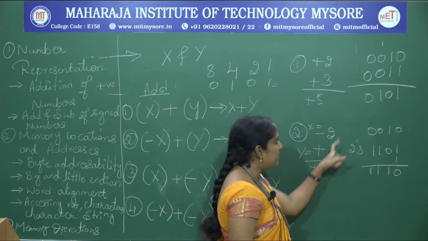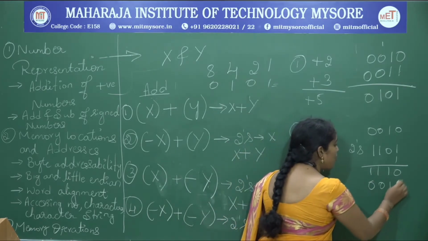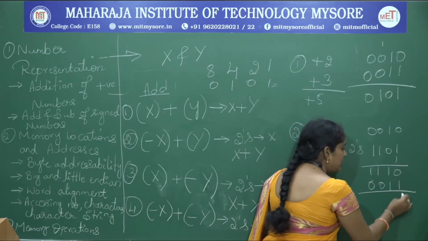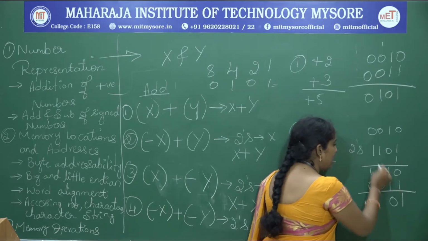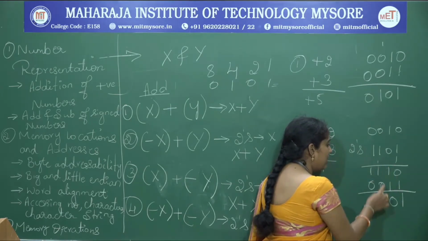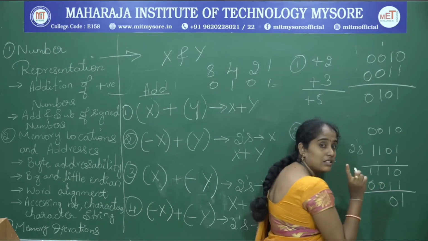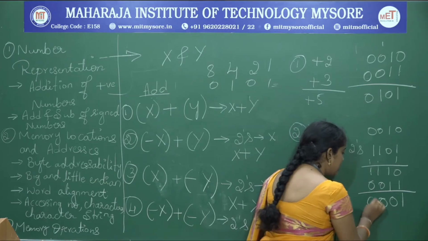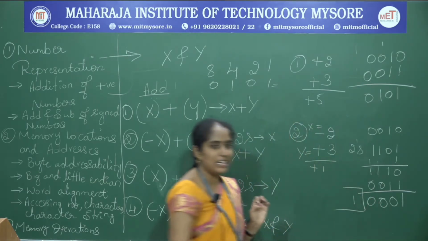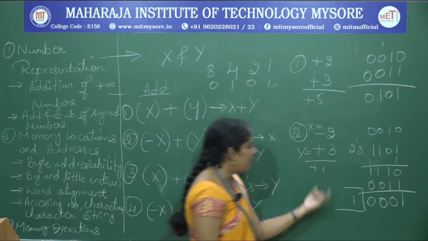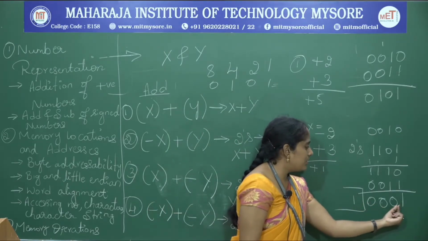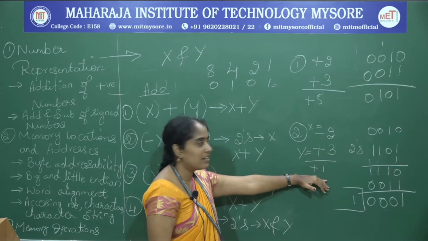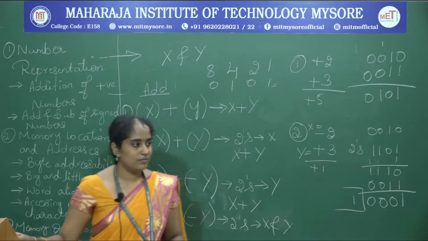Okay. For plus 3, it is 0 0 1 1. Now add these two. Here 0 plus 1 is 1, 1 plus 1 is 0 and carry 1, again 1 plus 1 is 0 and carry 1, and again 1 plus 1 is 0 and carry, and here we neglect the carry. Now this 0 0 0 1 is a positive 1. Yes, plus 1, correct answer, right? So take another example.